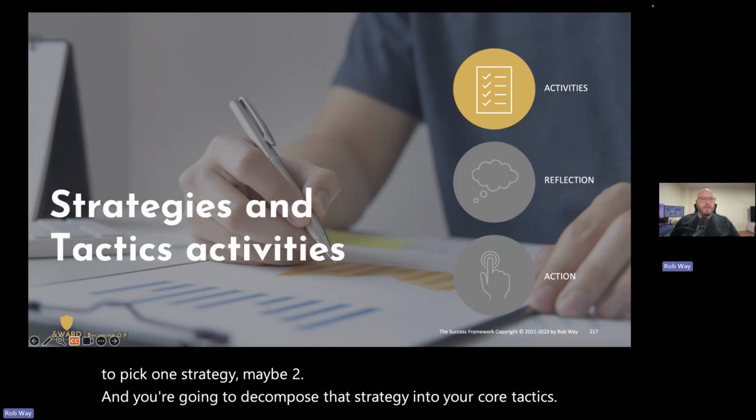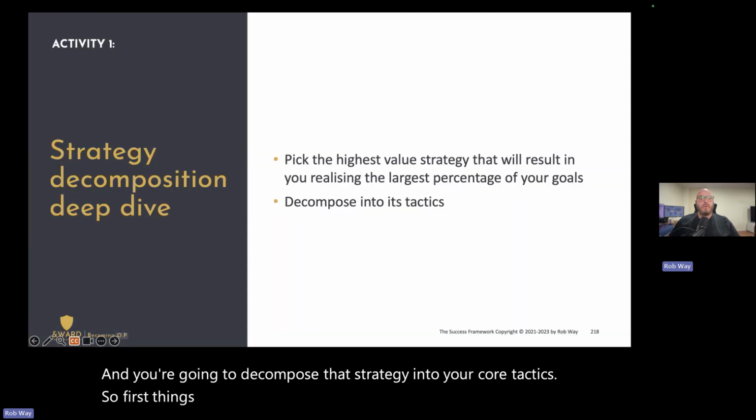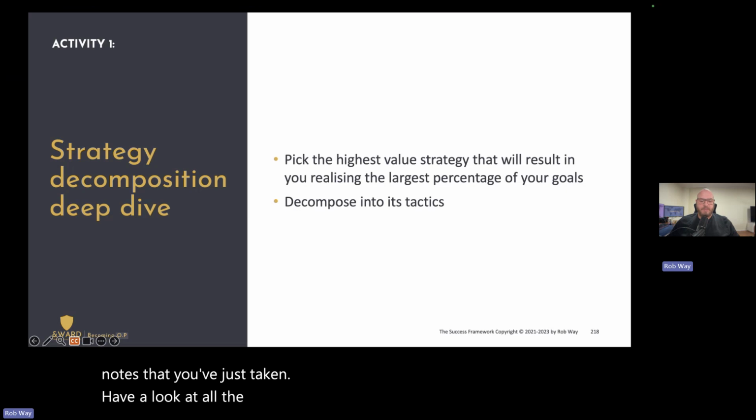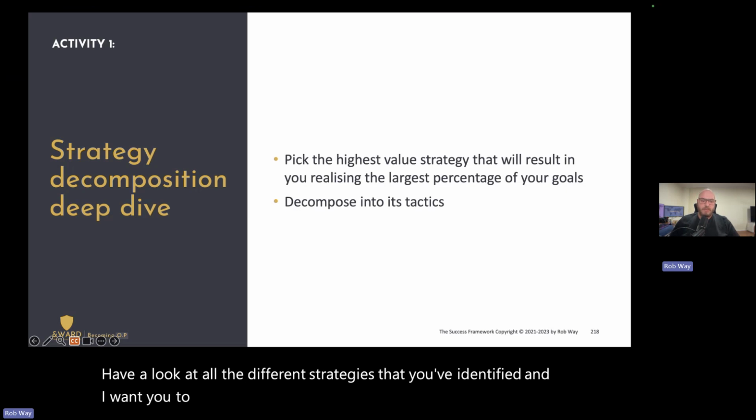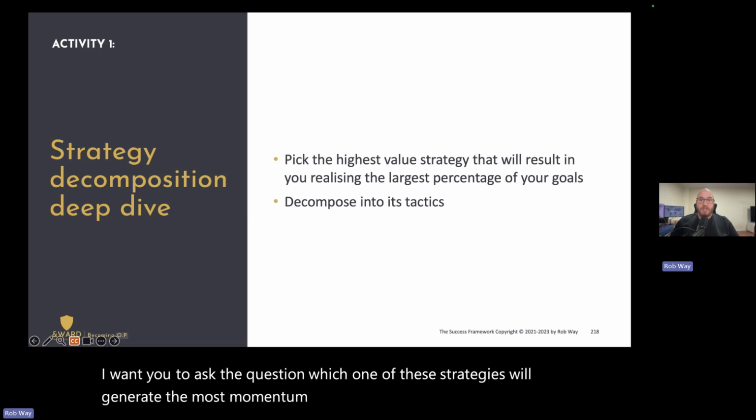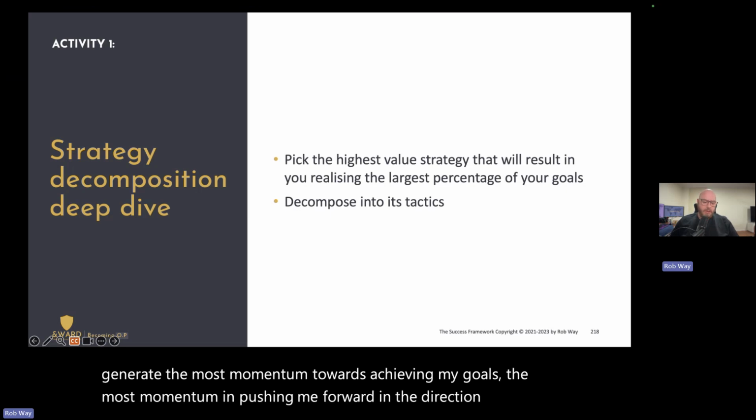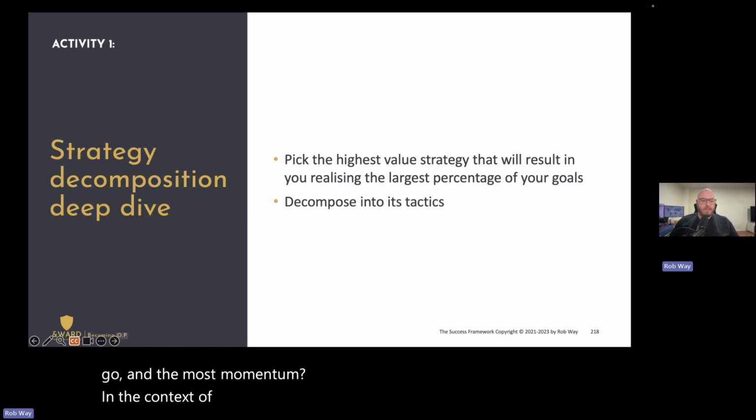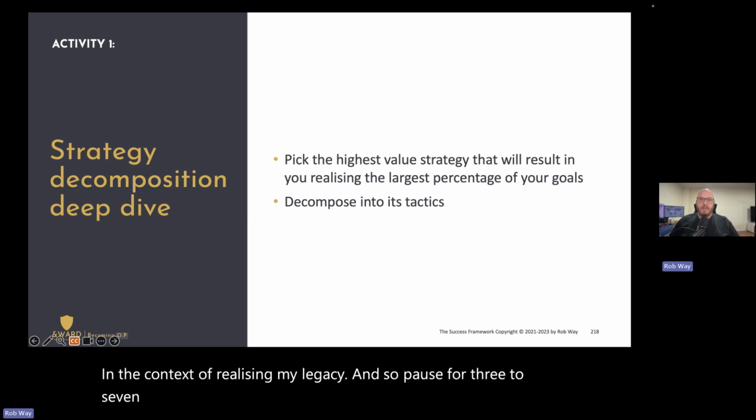So first things first, what I'd like you to do is review the journaling notes that you've just taken. Have a look at all the different strategies that you've identified. And I want you to ask the question, which one of these strategies will generate the most momentum towards achieving my goals, the most momentum in pushing me forward in the direction I want to go, and the most momentum in the context of realizing my legacy. And so pause for 3 to 7 minutes and identify which are your top 2 most important strategies.